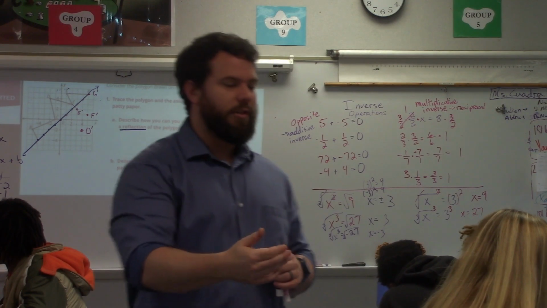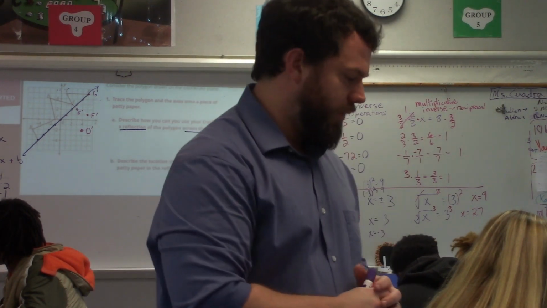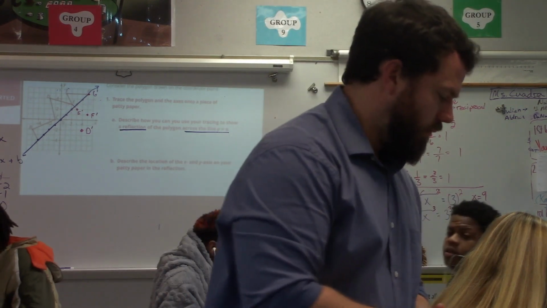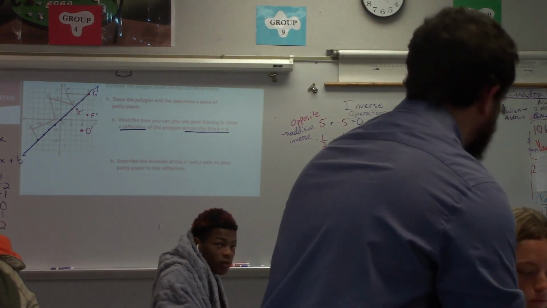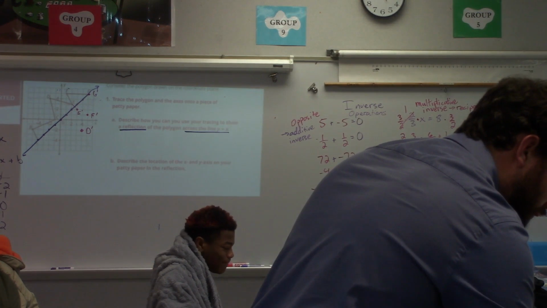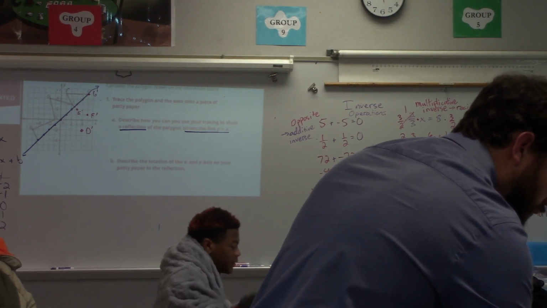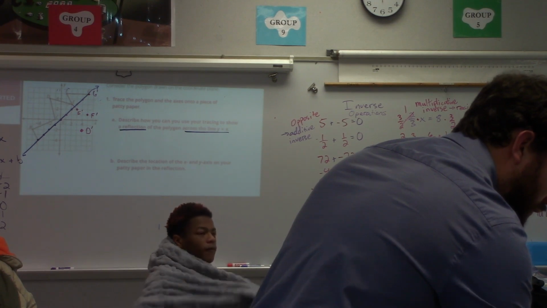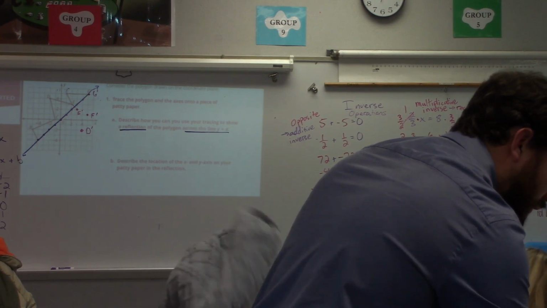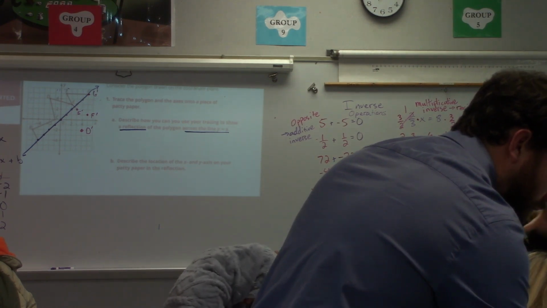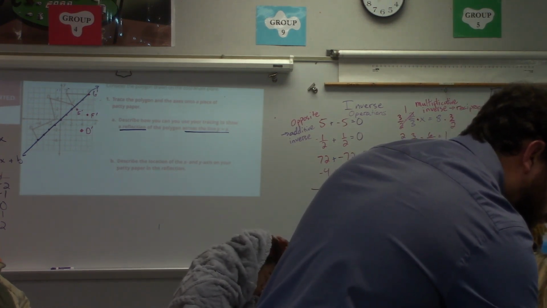Draw all the reflections across the line y equals x, right? Across the line. Boom. Went 2 here, so 2 to the other side. Stays where it is. This, 1, 2, 3, 1, 2, 3. Make sure you label them.